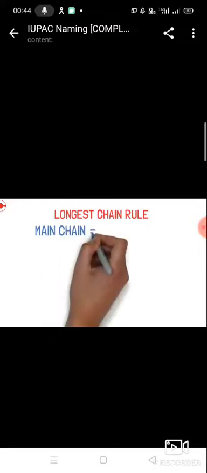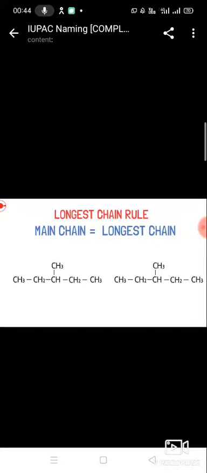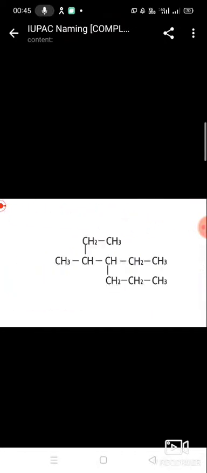Longest chain rule. How will you select the longest chain? Where more carbon atoms are present, that we will select as the longest chain. Look at this example. First one, 4 carbon atoms in a straight line; 5 carbon atoms are present in a straight line. So which one will you select? 5 carbon as the main chain you have to select. Where more carbon is present, that you have to select as the main chain.